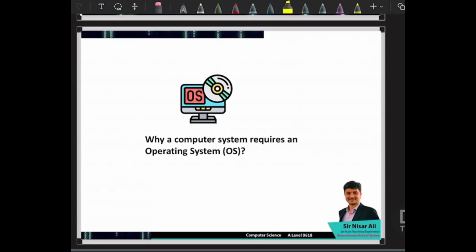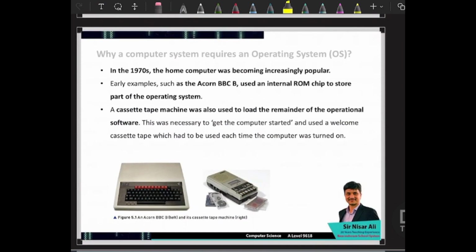The very first thing that we all need to consider is why a computer system requires an operating system. So this is one very important question, and we will first look into it. This question actually needs us to go back and look at how the computers were working.